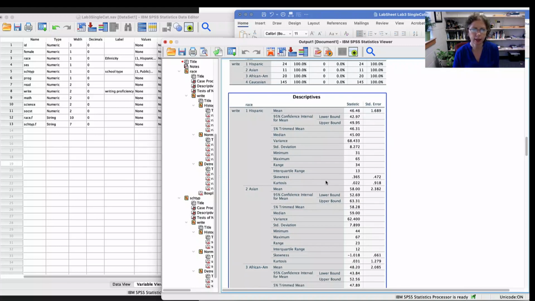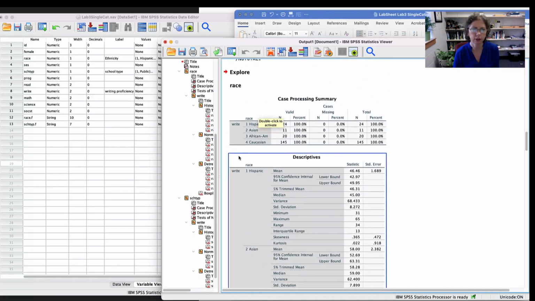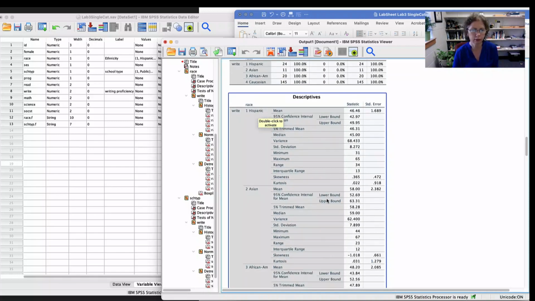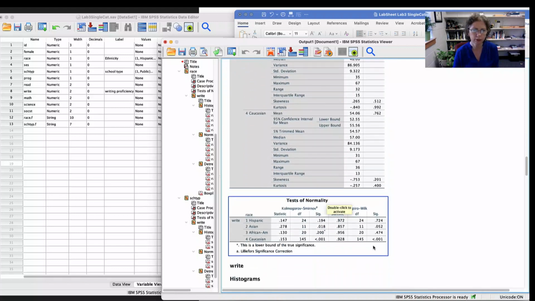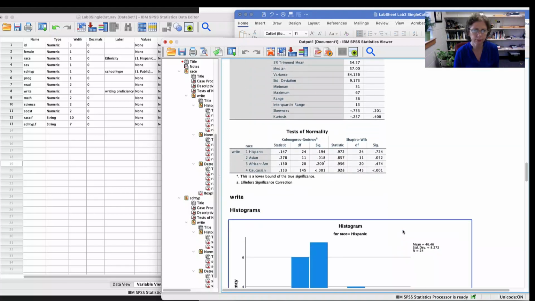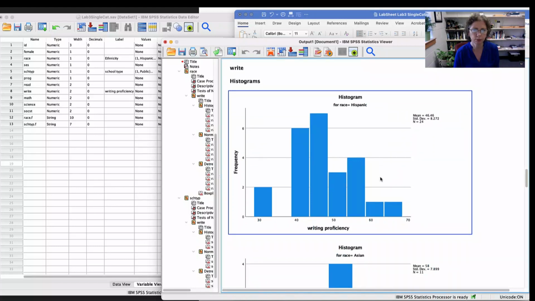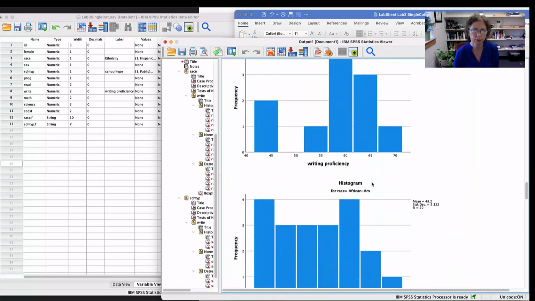Okay, and again we have the mean for Hispanic, Asian, African American, Caucasian on the write outcome variable. We have the standard deviation. We have lots of information in here, but what we're after first is this test of normality. We have the significance levels of Shapiro-Wilk, and similar to in R, the only one that is violating the normality is Caucasian. And we have the histograms pulled for each of those groups as well.